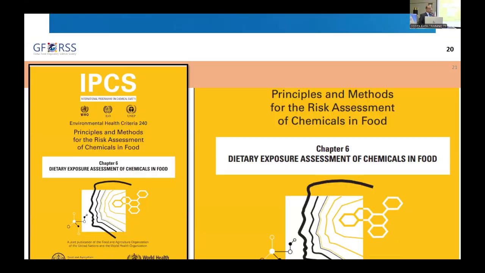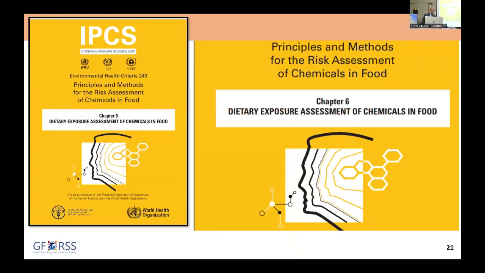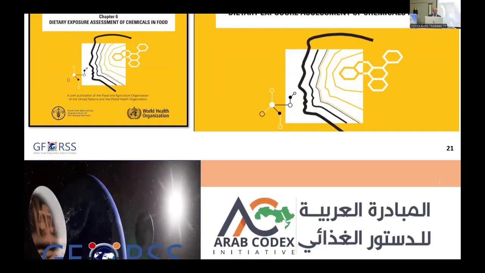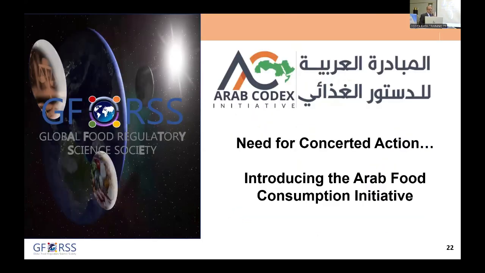So this is an example, and there are other examples, and we will be using those two days to touch more on the database and to work on it. Basically, we already talked about the principles and methods for risk assessment, where you can have the dietary exposure assessment for chemicals in food, and there is a part related to food consumption reference.